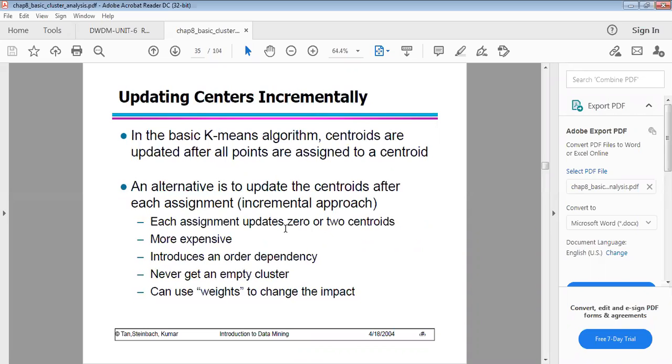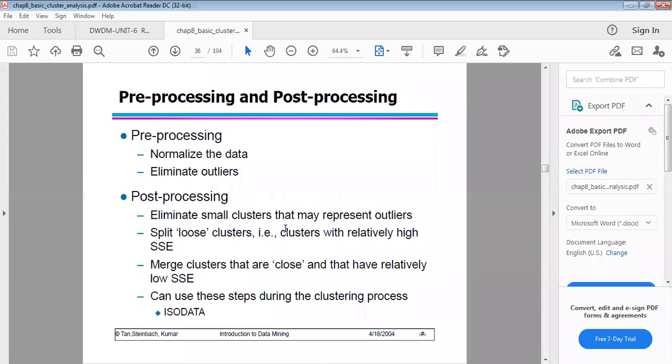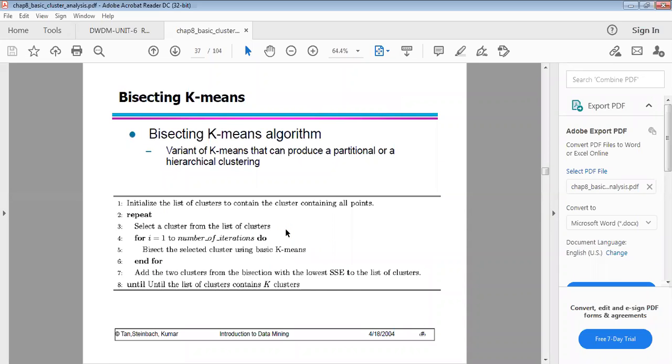Generally, whenever you are processing with the basic k-means algorithm, you can do two types: one is pre-processing, the second is post-processing. In pre-processing, normalize the data and eliminate the outliers. In post-processing, eliminate small clusters that may represent outliers. Split the loose clusters, that is, clusters with a relatively high SSE. Merge the clusters that are close and have relatively low SSE. You can use these steps during the clustering process, as in ISODATA.